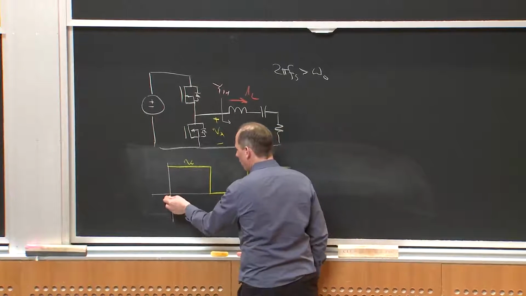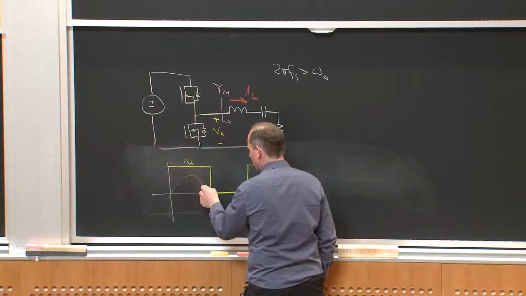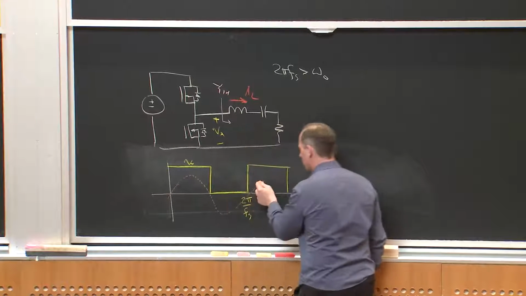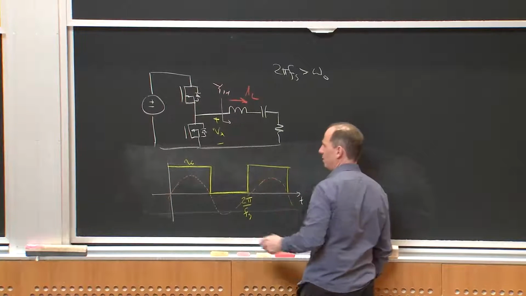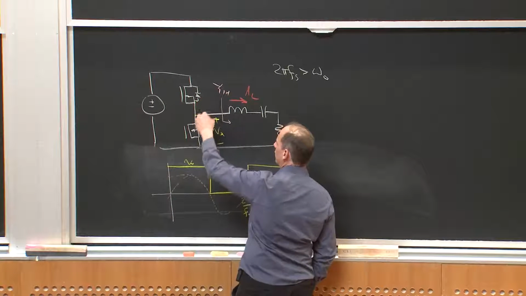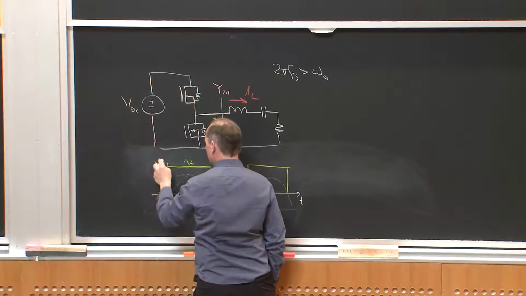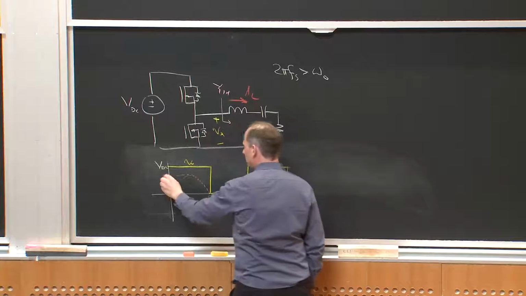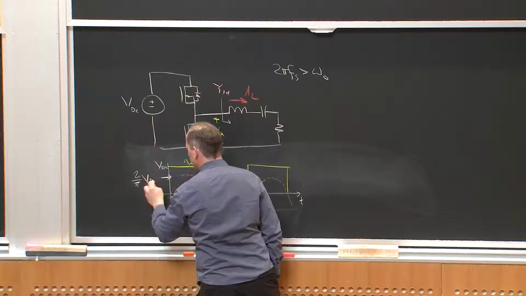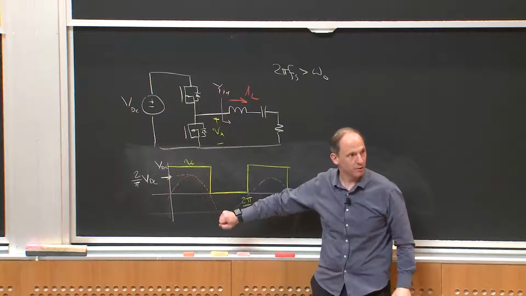V sub X1 is in phase with V sub X, and it looks like this. So the fundamental of V sub x has an amplitude. If the peak value of Vx is VDC, right? This value is going to be 2 over pi times VDC. It's just a square wave. That's what you get for a square wave, okay?